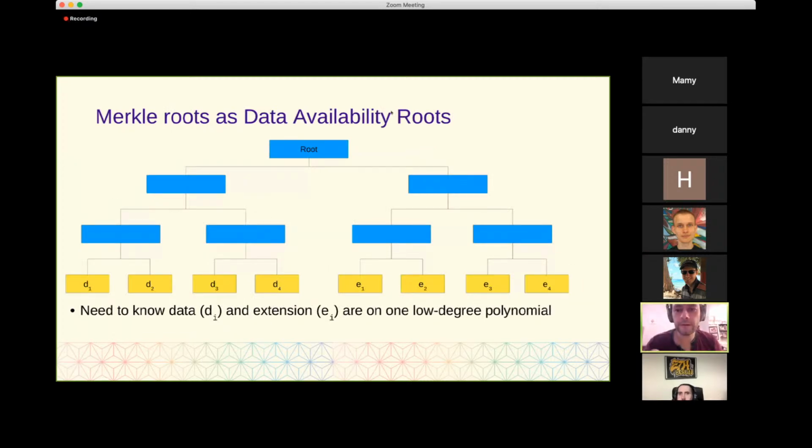Fun fact, erasure coding is how they make CDs skip resistant.